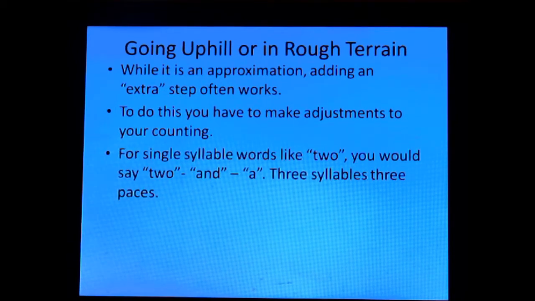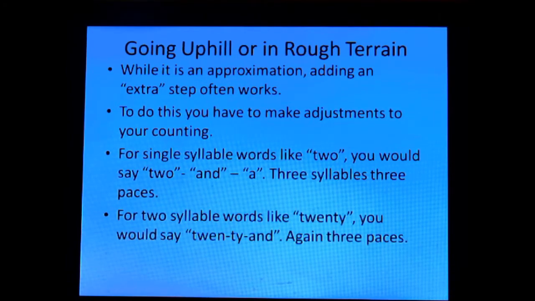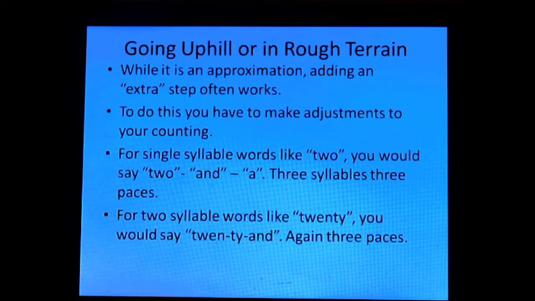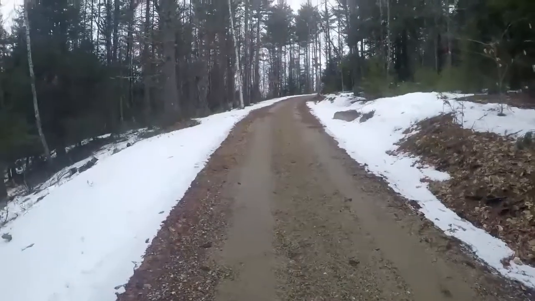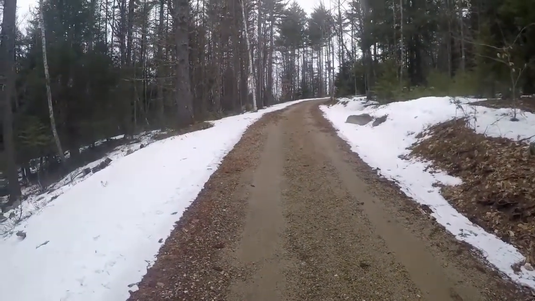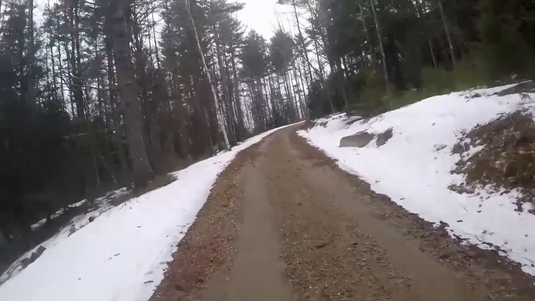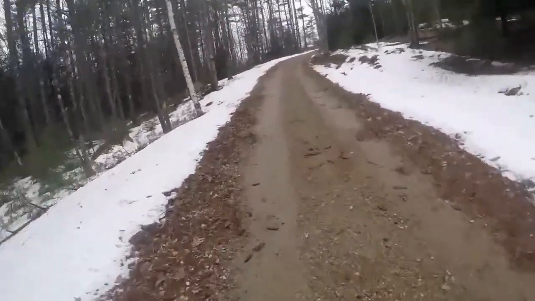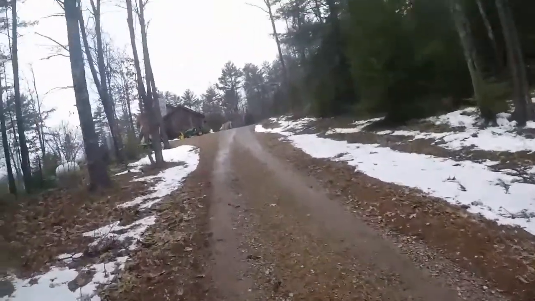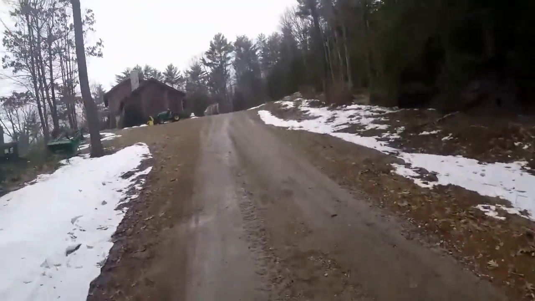For single syllable words like two, you would say "two and a." 3 syllables, 3 paces. For 2-syllable words like 20, you would say "20 and," again, 3 paces. For 3-syllable words like 21, just say all the syllables. This is going up a slight hill, and so I'm going to show how you do the 3 count. So it's going to be 1 and 2 and 3 and 4 and 5 and 6 and 7 and 36, 37, 38, 39, 40 and 41, 42, 43.